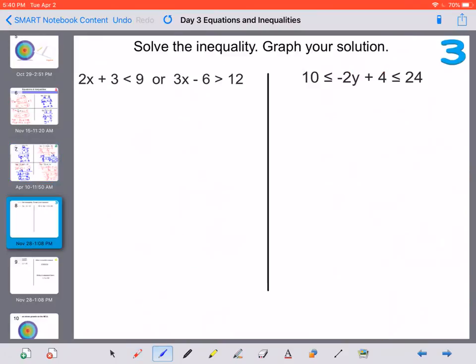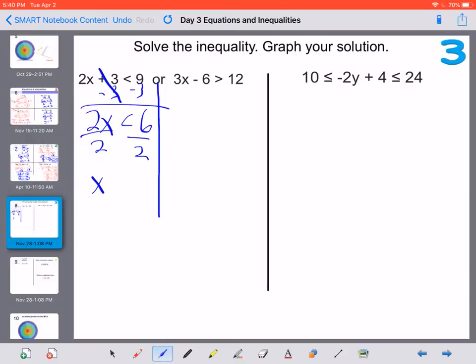Alright, now we have some and or inequalities. So we're going to solve this, then graph it. So I see an or here, so I'm going to put a line here to separate our two problems. Here I'm going to subtract 3 to get 2x is greater than 6, or less than 6. Divide by 2, and we get x is less than 3.